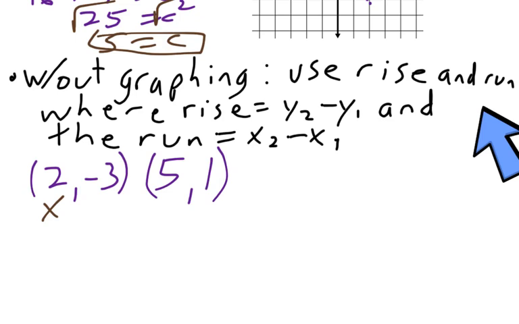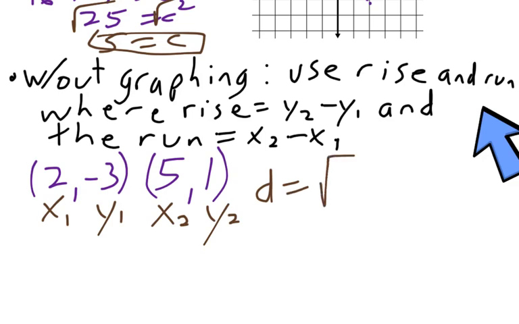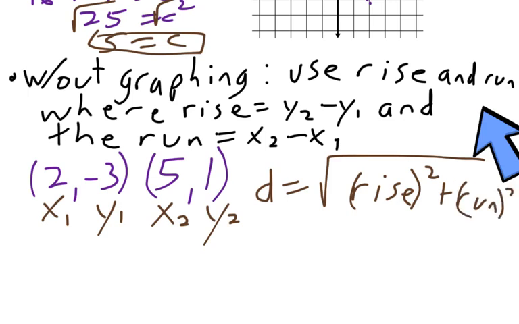Remember, the first one's x, this next one's y, x and then y, and you get to pick which one's your first ordered pair. I'm just going to choose this one's my first one, which means the other one is my second ordered pair. And your formula looks like this. It's the distance equals, and it's really the same formula. You're just squaring the rise, just like you're squaring a, and adding it to your run squared, just like you're squaring the b. And then the last step is to take the square root.